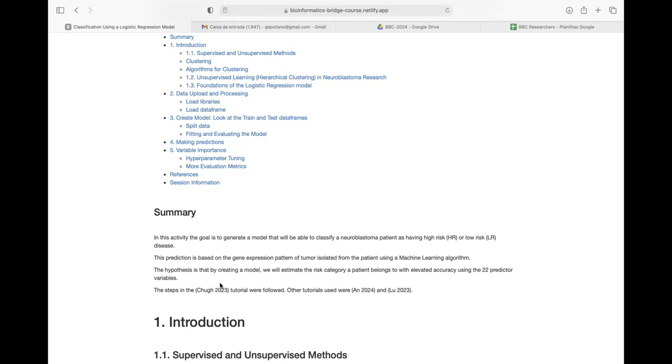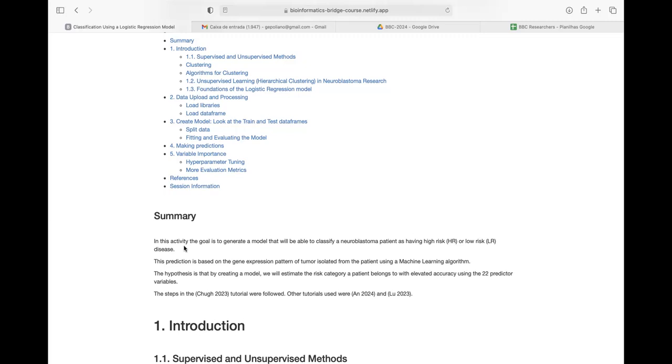from the patient. The hypothesis that I'm using here is that by creating a model, we can estimate the risk category that a patient belongs to with a high accuracy, and we're going to discuss accuracy in a little bit, using these 22 predictor variables. And that last point there is just the references for this notebook.